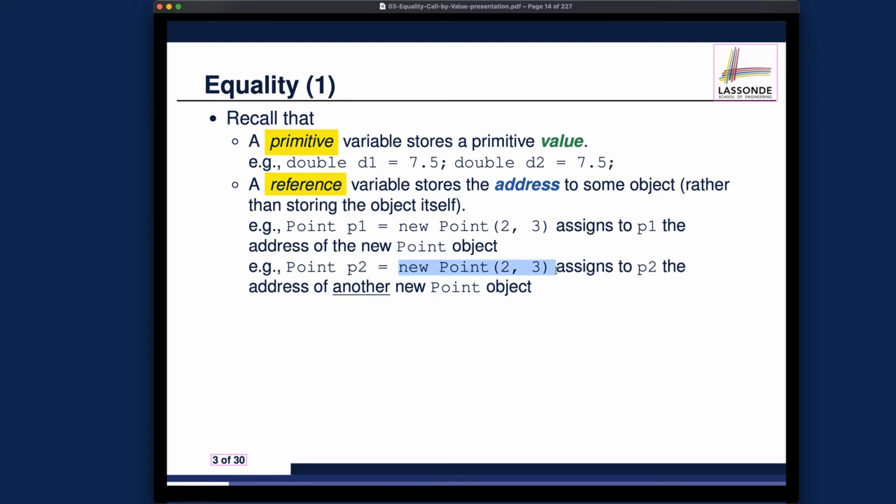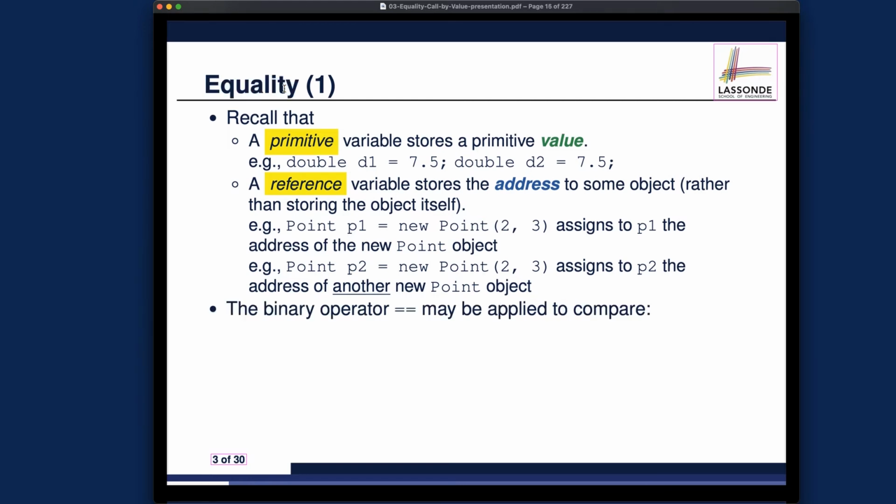object, right? So now, given that we got two cases, either we got primitive type variables D1 and D2, and we got reference type variables P1 and P2, how do we compare them? So that's really the essence about equality. So there are two notions of equality, either value equality or object equality. We'll get to that. Okay, so the binary operator equals may be applied to compare.